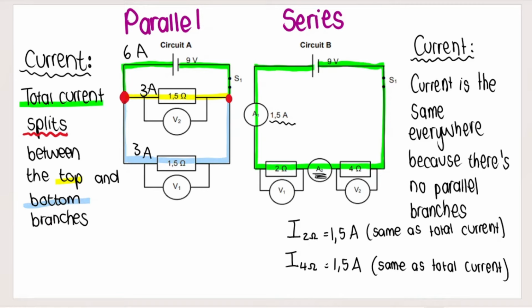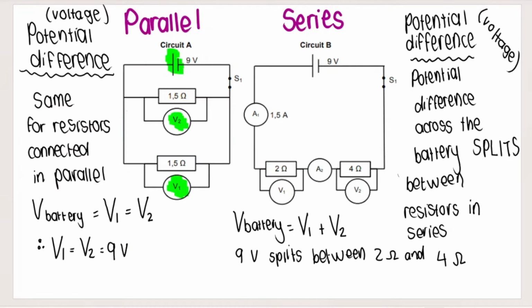This is A2. So if A1 reads 1.5, this is a series circuit. So A2 will also read 1.5. So everywhere the current is the same. So through the battery, through the 2 ohms, through the 4 ohms, wherever you are on the circuit, the current is the same.